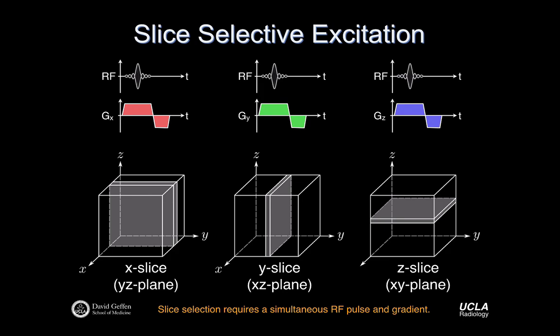It stands to reason I should have put a slide in, but we can turn on linear combinations too, right, of X and Y and Z. And if we do so, turning on X and Y and Z, then we can start rotating the slice around and exciting either what we call oblique slices or even doubly oblique slices. So arbitrary orientations within the body are easily possible.